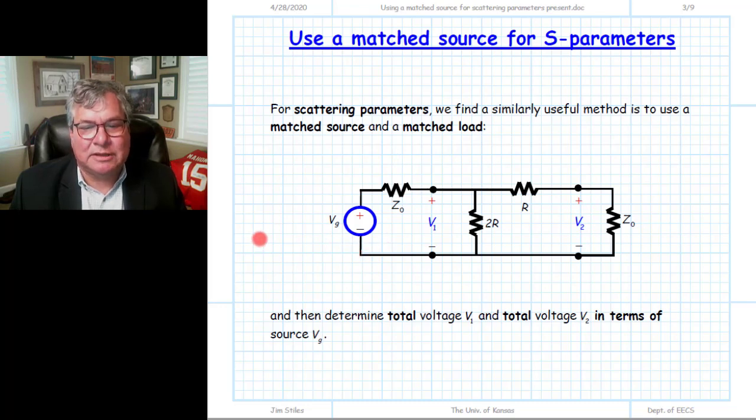We put a matched source at the end of our transmission line, and then we came up with the equivalent circuit looking back here. So this is the equivalent circuit of a length of transmission line with a matched source on the end, and of course that simply is a matched source. This is what's generating the energy that is going into our device.